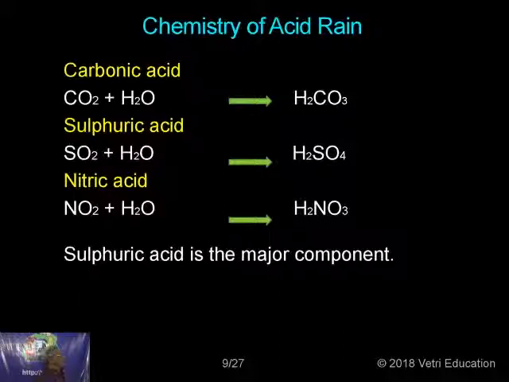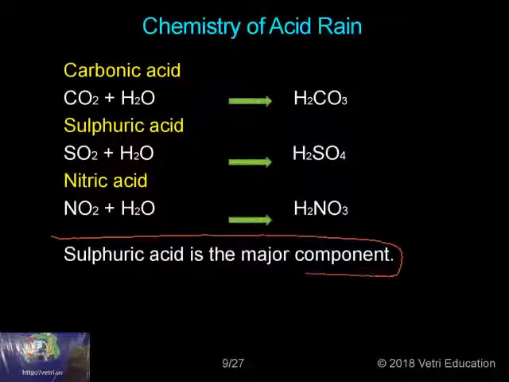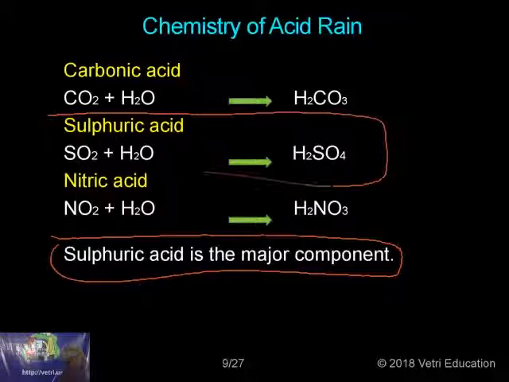How are they formed? Carbon dioxide with water forms carbonic acid. Sulfur dioxide with water forms sulfuric acid. Nitrous oxide and the oxides of nitrogen when combined with water form nitric acid or nitrous acid, etc. Sulfuric acid is the most major component of these. Sulfuric acid is the major contributing problem to acid rain.